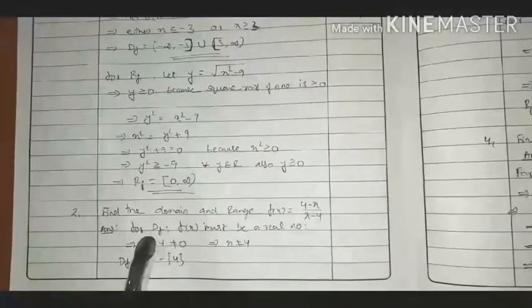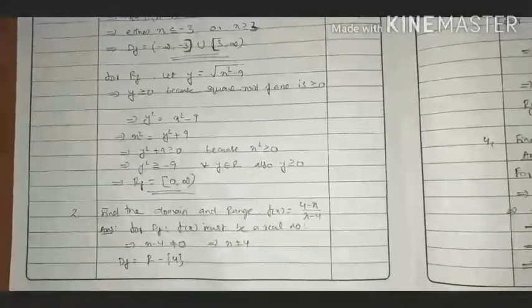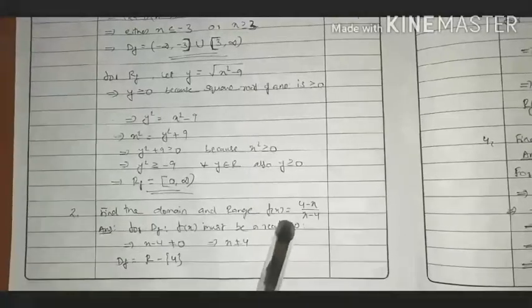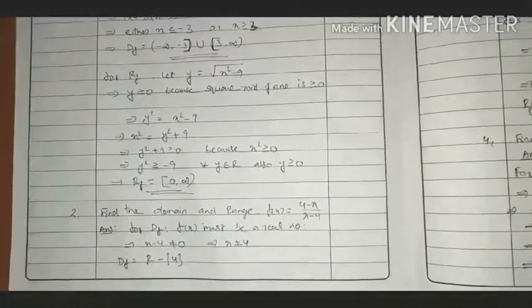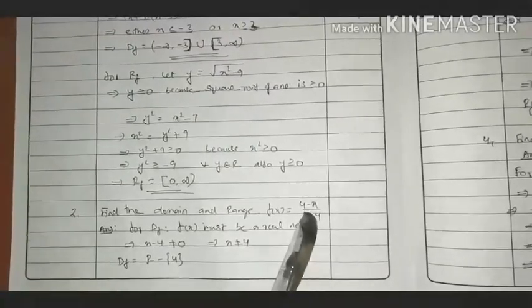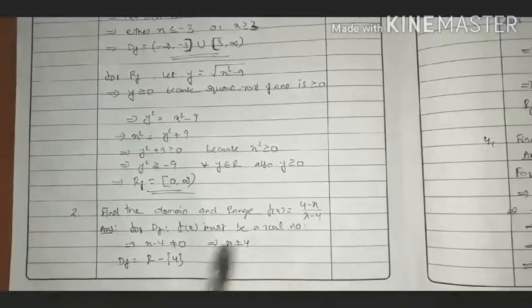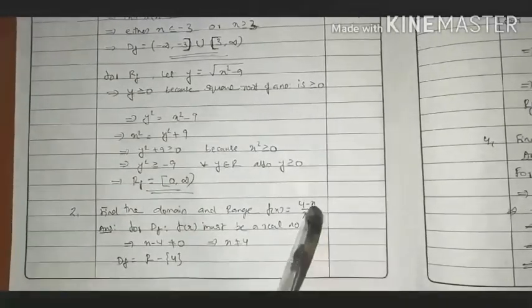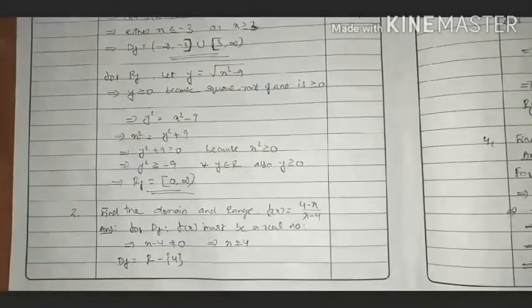So for finding out its domain, we know the condition is that f of x must be a real number. Here the function is f of x equals (4 minus x) divided by (x minus 4). For what values of x are we getting its output as a real number? When the denominator is not equal to 0, we always get a real number.